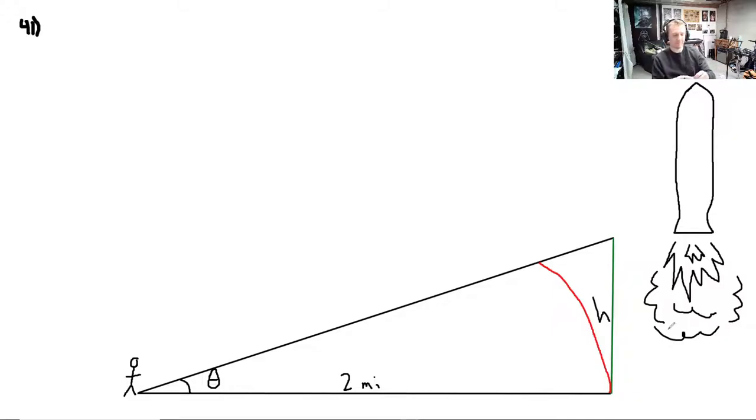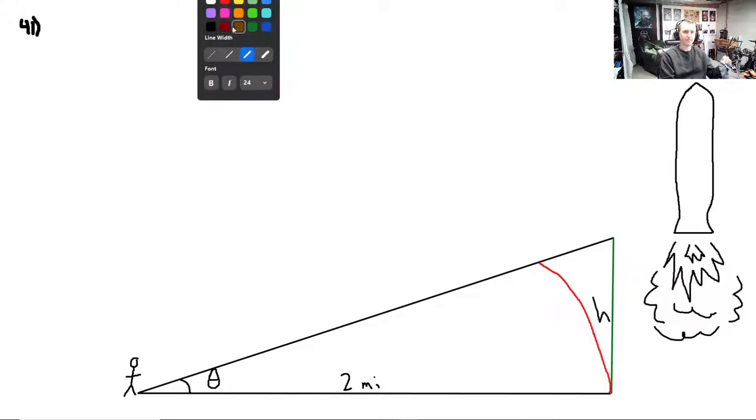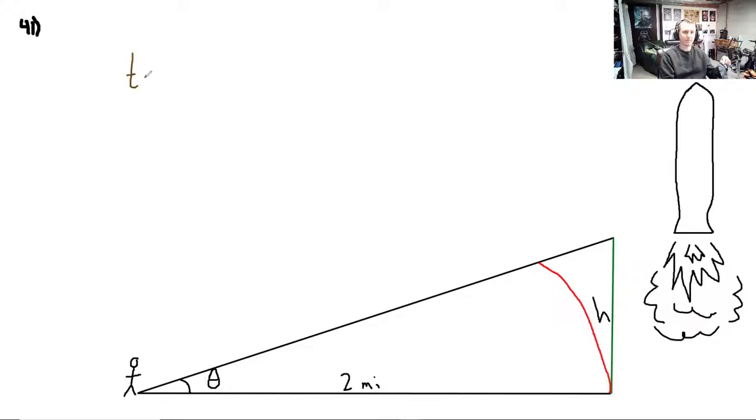No one? Yeah, we do need to use tangent. And what is tangent going to tell us? Tangent of that angle is going to tell us... it's going to tell us what? H over 2. Very good.